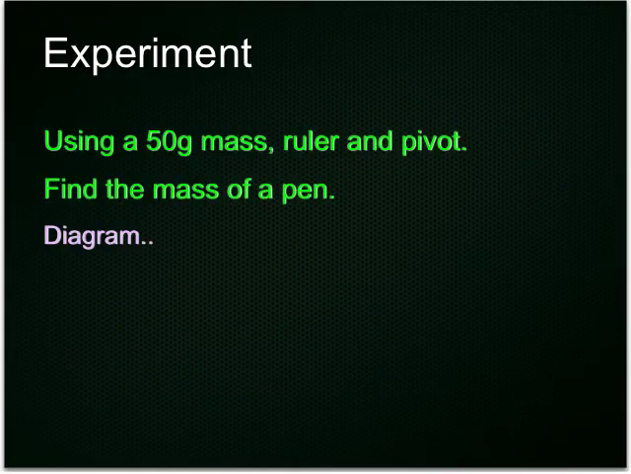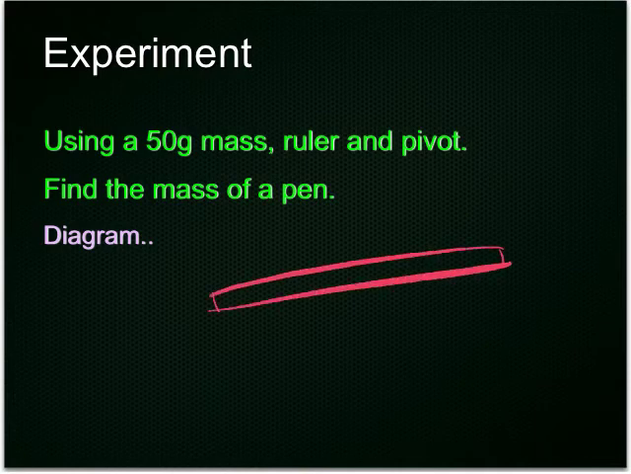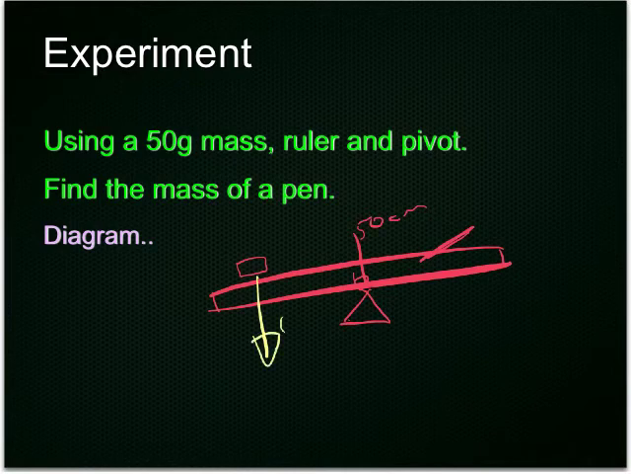So what we're going to do in class, we're going to use a ruler, a pivot, and a 50-gram mass. Now, what we're going to try and find is the mass of a pen. So we're going to put a pen up here, try and balance it, making sure that the ruler is on the 50 centimeter mark, so we can ignore the mass of the ruler. And comparing the two weights, we should be able to find the mass of the pen.